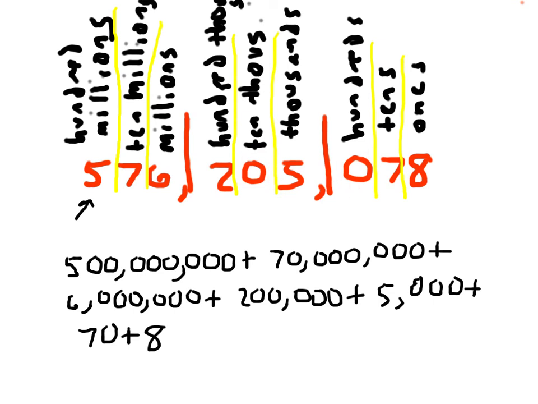So we should have 7 addends, 500 million, 70 million, 6 million, 200,000, 5,000, 70, 8. Again, a place value chart. And in this case, could you make a place value chart? Yes. The ones period, thousands period, millions period. Expanded notation.